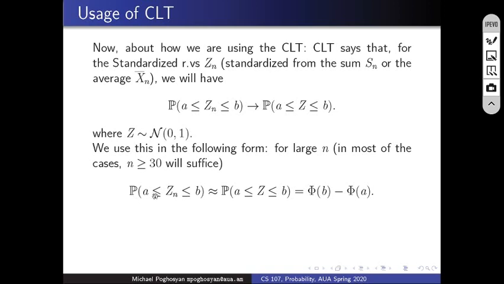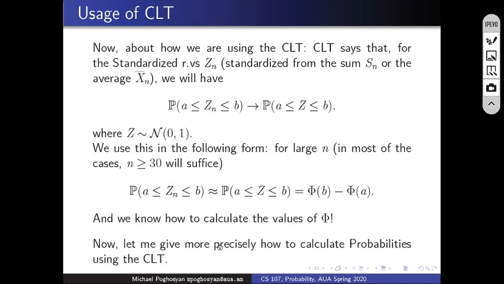So probability that Zn is between A and B can be approximated by probability that Z is between A and B. And the probability that Z is between A and B is the CDF of standard normal at B minus CDF at A. And we know how to calculate these values. So we can approximate this probability. So let me give more precisely, then I will give some examples.